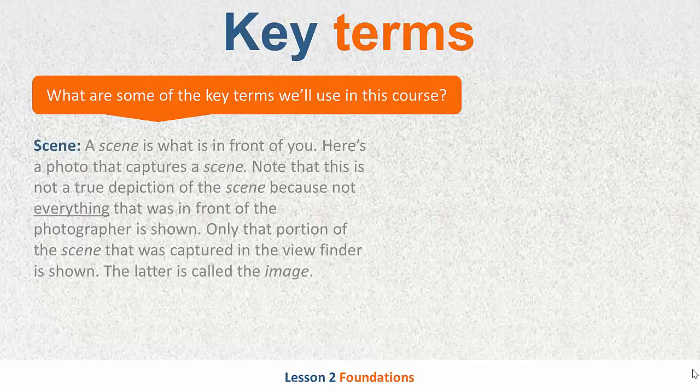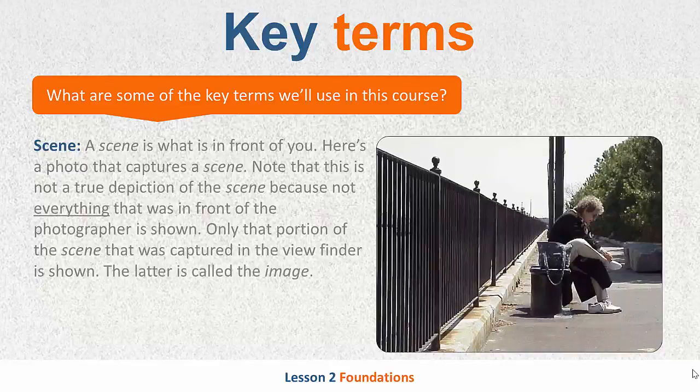A scene is what is in front of you. Here's a photo that captures a scene. Note that this is not a true depiction of the scene because not everything that was in front of the photographer is shown. Only that portion of the scene that was captured in the viewfinder is shown. The latter is called the image.